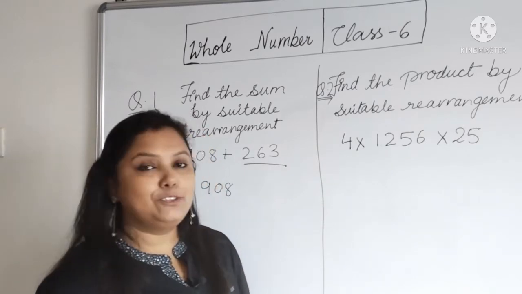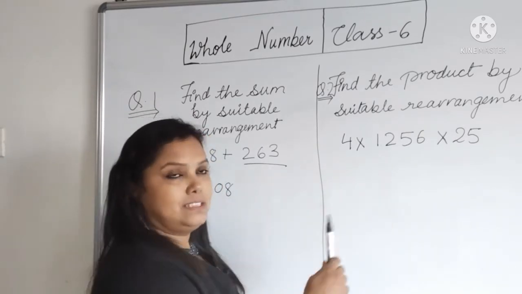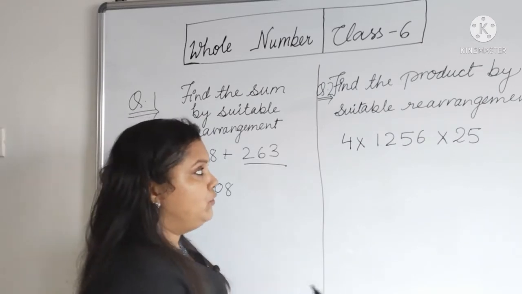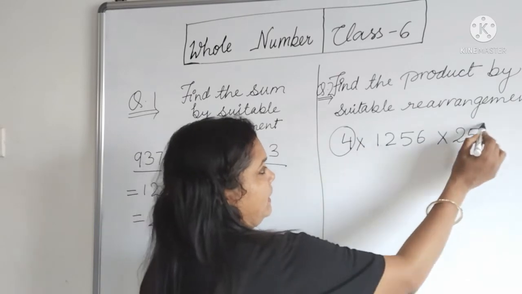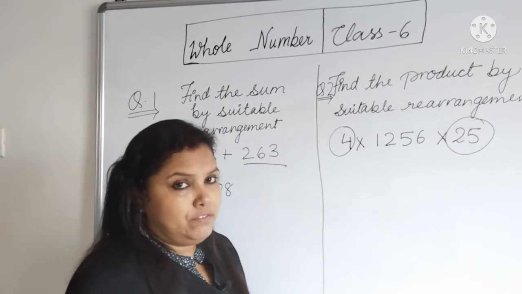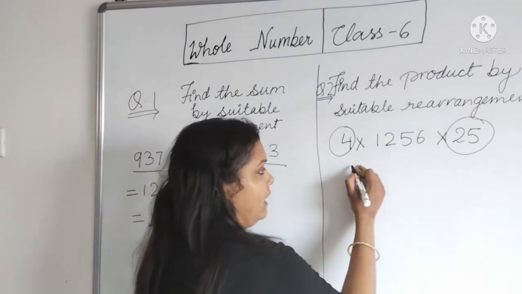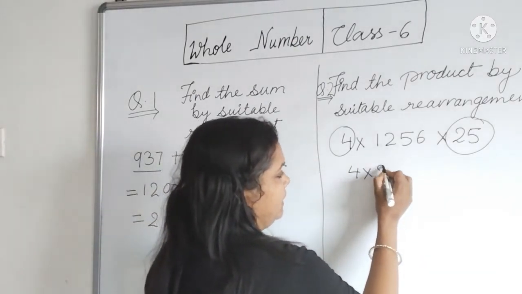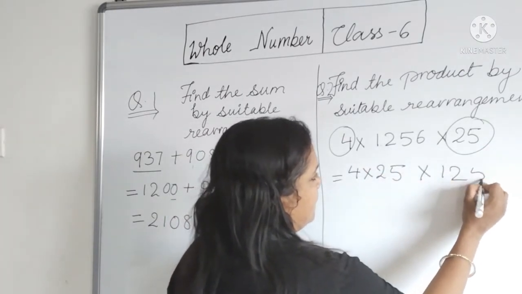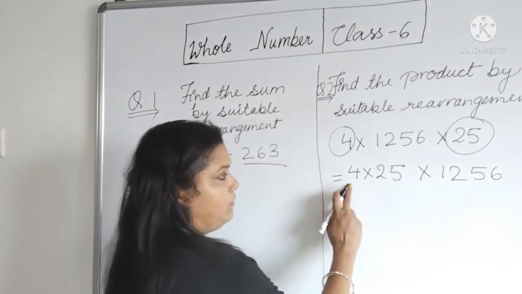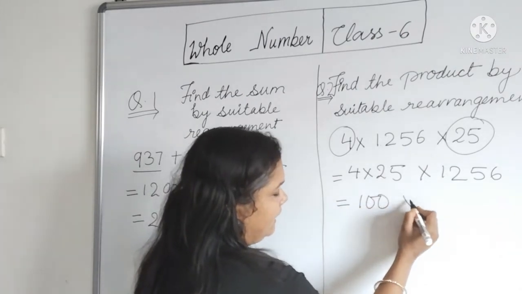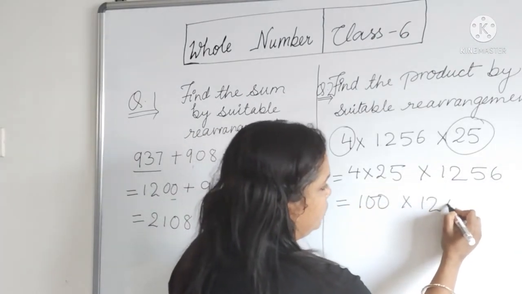Now we'll do the next one. Find the product by suitable rearrangement. So numbers are given to you. You have to find out the product, but we have to rearrange it. If we multiply these two numbers, 4 multiplied by 25, what will be the answer? The product will be 100. So we are going to multiply this first. So you are going to get 100 and then multiplied by 1256.